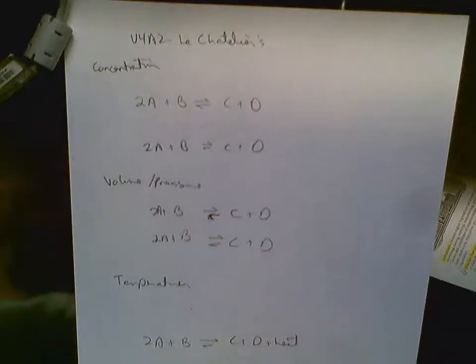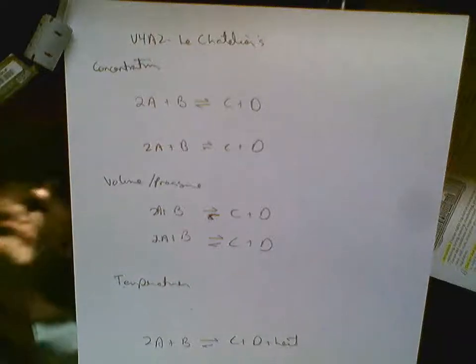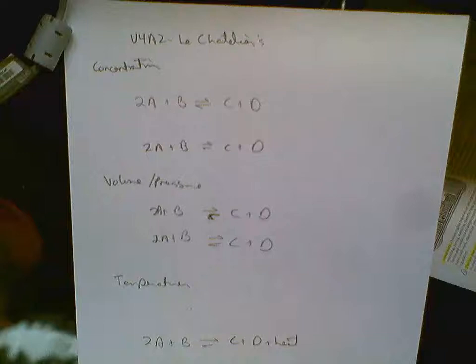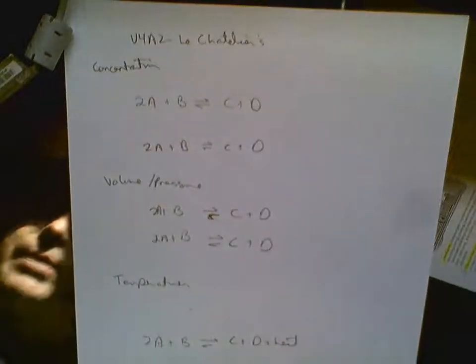Okay, this is U4A2, Le Chatelier's Principles. This one can be tricky. Probably going to have to watch this one a couple of times. What we're doing is seeing what happens to an equation or a chemical formula that is in equilibrium, and then we throw it out of equilibrium. So follow the bouncing ball here. I'm going to try and color coordinate a little bit if I can. We'll see if this works or not.